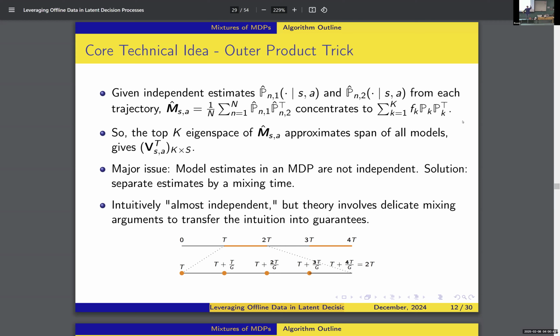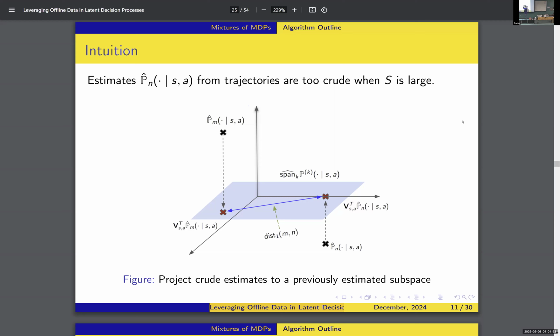And then in the previous figure, the span is for... By span hat, I mean we have the estimated linear algebraic span. So this subspace is the linear algebraic span of the K different models. And this is a K-dimensional thing because it's the span of K things. It's at most K-dimensional, of course. And then this is an S-dimensional vector that you're projecting to this K-dimensional subspace. And so the error in the vector is reduced by a factor of K over S.